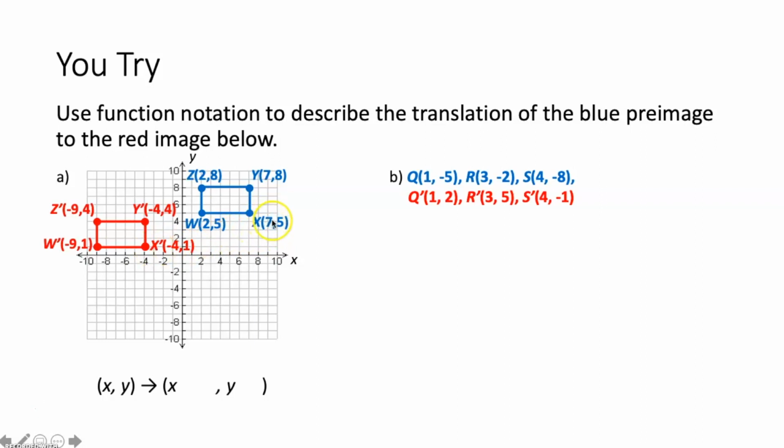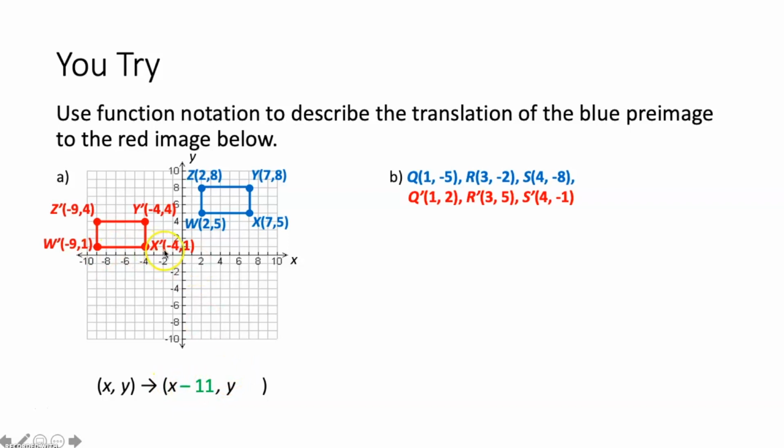What about going from X to X prime? I'm going from a 7 x coordinate to a -4 x coordinate. I'm subtracting 11 again, right? 7 minus 11 gives us -4. What about going from Y to Y prime? Going from 7 to -4. Again, I'm taking 7, subtracting 11, and I get -4. That works too. And then lastly, Z to Z prime, I'm going from 2 to -9. So we are again subtracting 11. Perfect. So down here in our function notation, we write x minus 11.